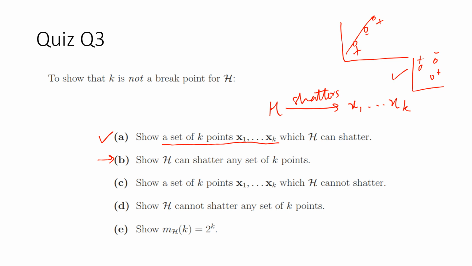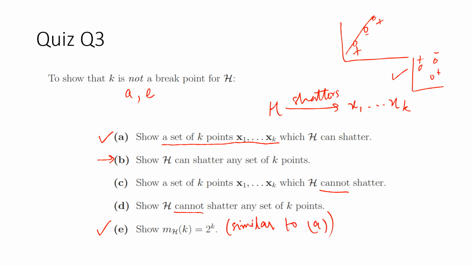Okay. C, show a set of K points which cannot be shattered. Okay, so this is going in the opposite direction. We're not interested. Show H cannot shatter any. So again, going in the opposite direction, we can simply discard that. Show M sub H of K equals 2 to the K. Okay, so if the growth function is equal to my theoretical value, which is 2 to the K, that means we can shatter K points. So I think this is also correct. So for this quiz, the correct answer is A and E, right? This is indirectly saying the same thing as in A, so this is also correct.